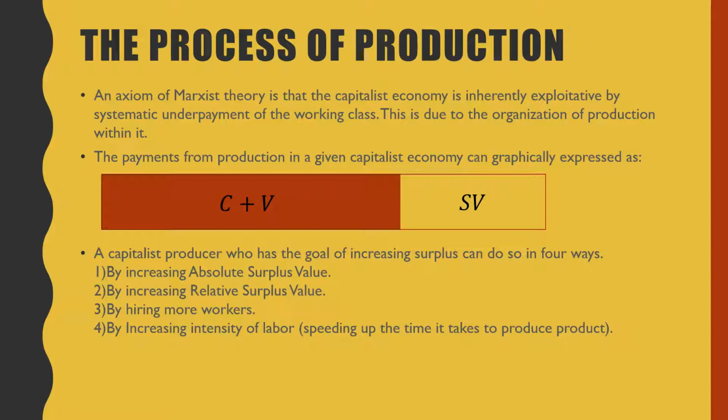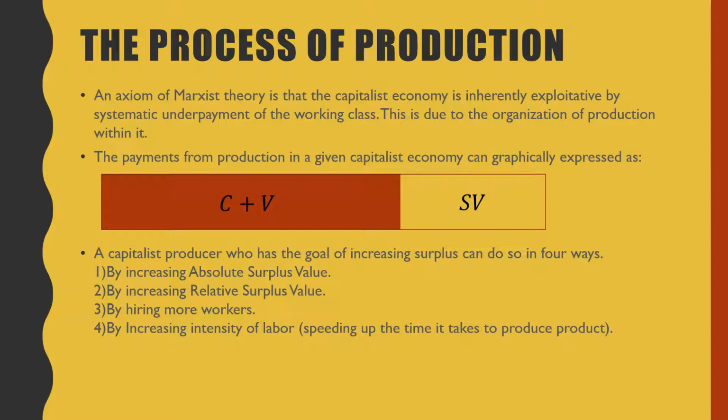The payments from production in a given capitalist economy can be expressed as C plus V on this side and SV on this other side. So we just have this bar in the middle splitting these two parts, where C plus V is payments to constant capital, machinery and materials, plus variable capital, which is payments to the workers and laborers, and SV is payments to the capitalist.